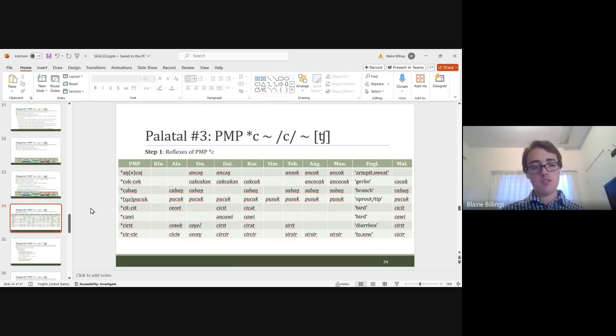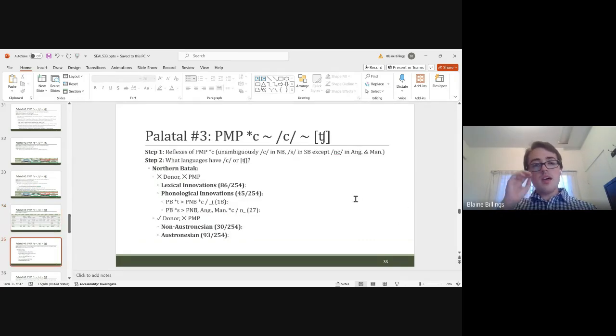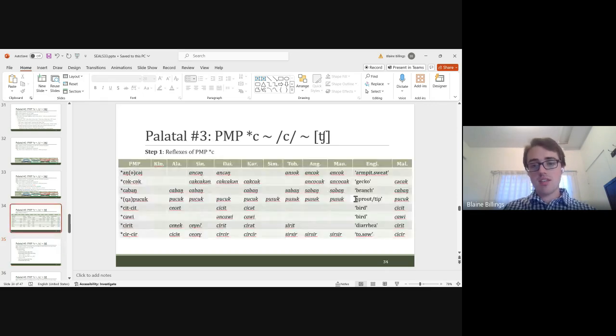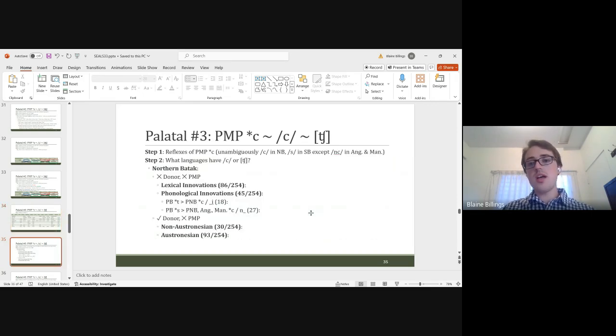PMP C. So here I again have listed out multiple C reflexes for Batak languages, and we see in all of these that C has been retained. The voiceless palatal affricate has been retained in all of them, and same for in Malaic. So that doesn't help us. It's unambiguously C in Northern Batak, S in Southern Batak. And then the only exception is that you have NC in Angkola Mandailing, where you would expect NS.